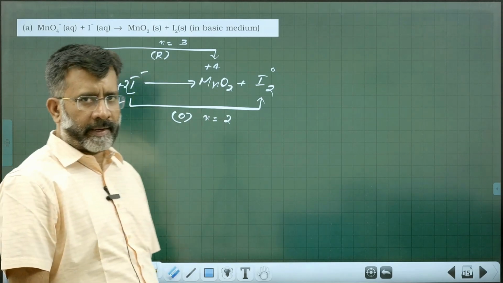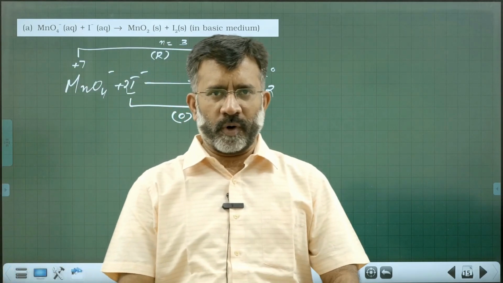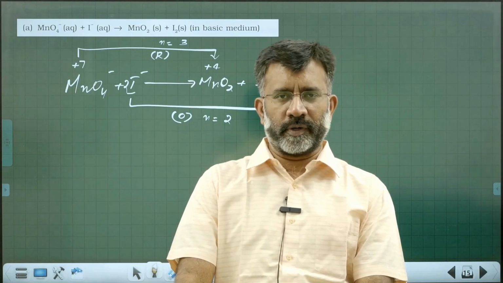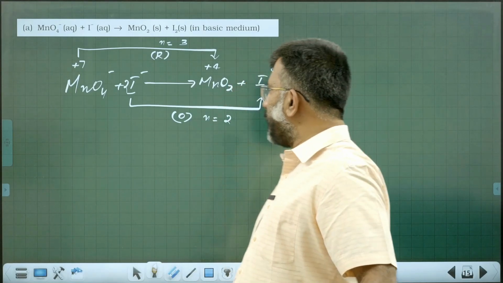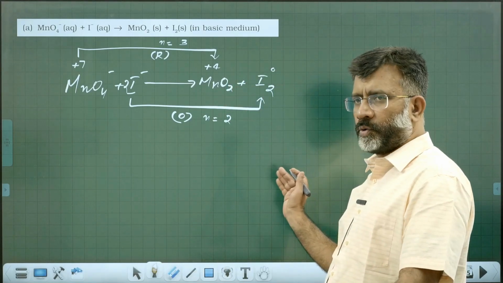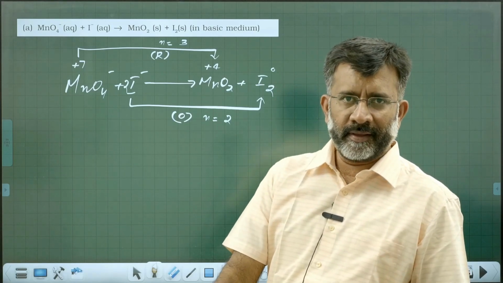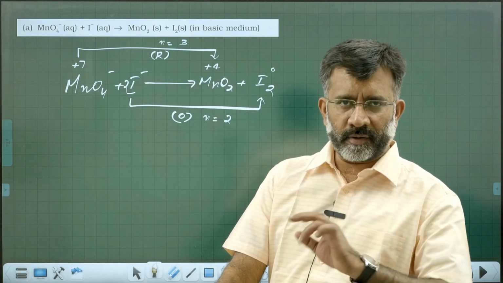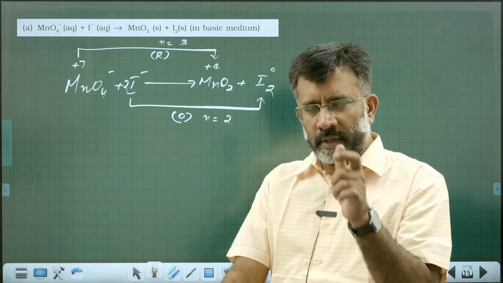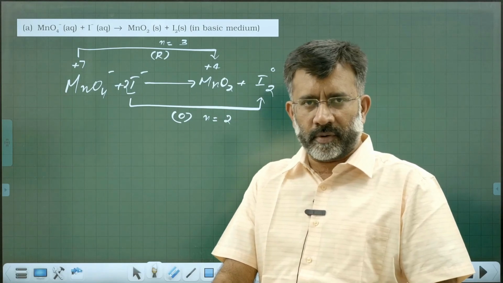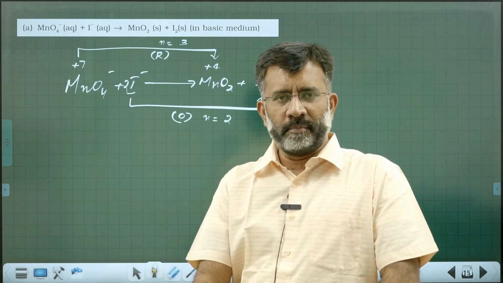For one iodine, N factor is 1. There are 2 iodine, only can give you I2. So it is N factor 2. So the point is oxidation N factor 2, reduction N factor 3. It is an unbalanced scenario. How to balance it? Step 1, cross multiply or do suitable mathematical manipulation so that the number of electrons in oxidation and reduction becomes equal.